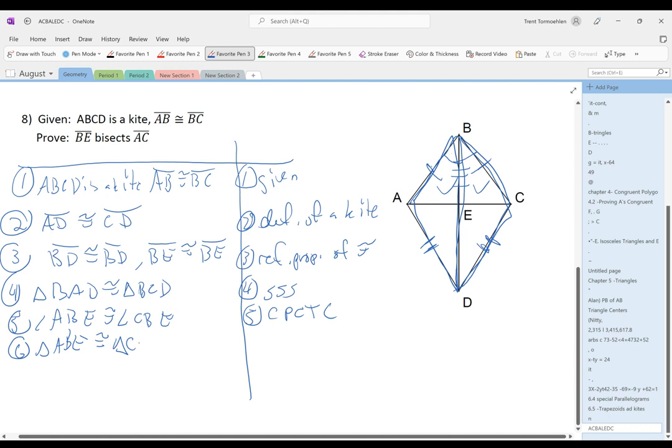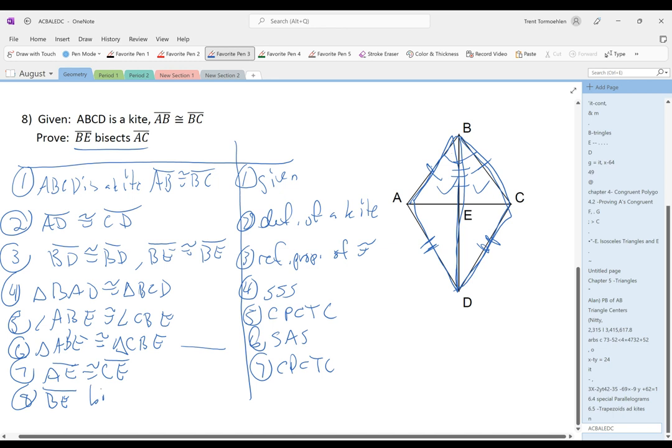Because once you know those two triangles are congruent, then if you want to prove that one segment bisects another, you just need to prove two segments are congruent. And so we say AE is congruent to CE. And so this was by side angle side. And then this is going to be by CPCTC. And now that you've shown AE is congruent to CE, by definition, that means that BE bisects AC. And so that means by definition of segment bisector.